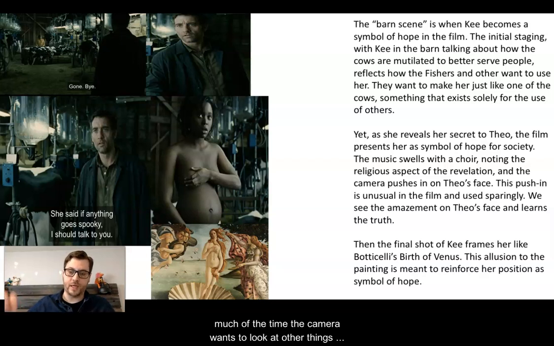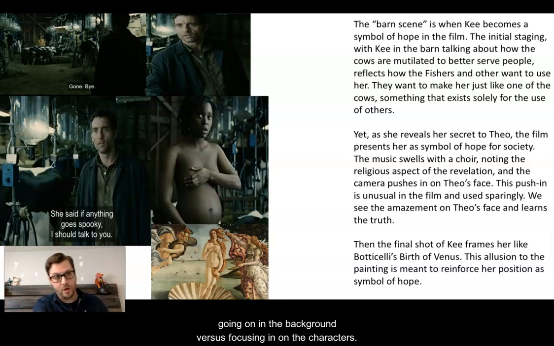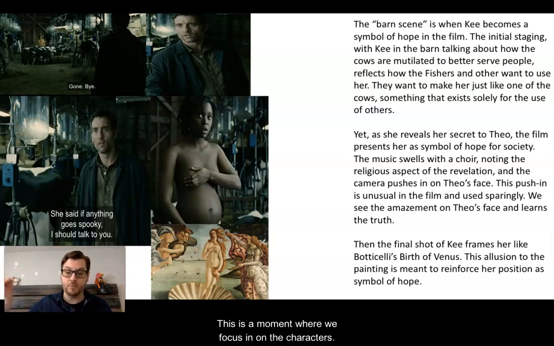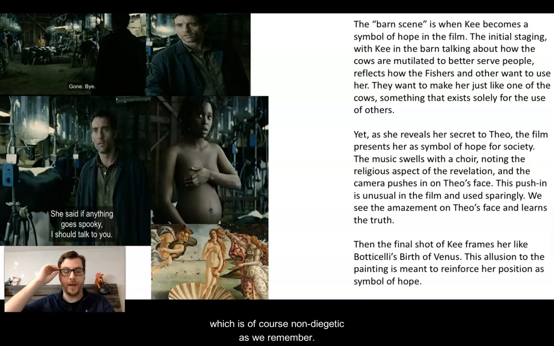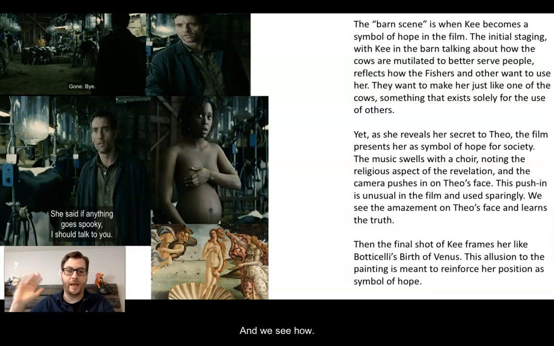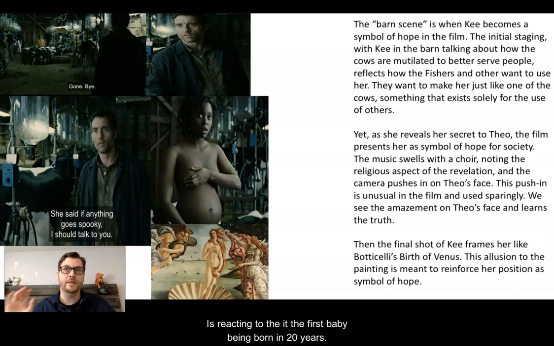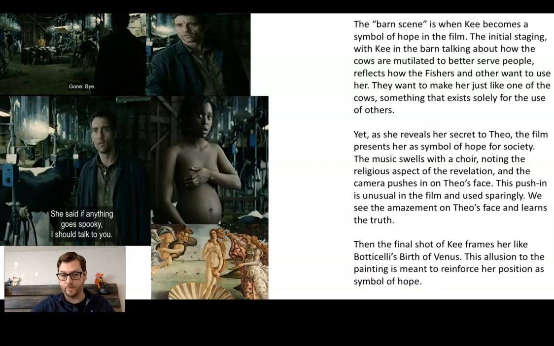Remember, how much of the time the camera wants to look at other things going on in the background versus focusing in on the characters. But this is a moment where we focus in on the characters. We see the amazement on Theo's face, this sort of choir, almost church-like music swells up into the background, which is, of course, non-diegetic, as we remember. And we see how Theo is reacting to the first baby being born in 20 years.